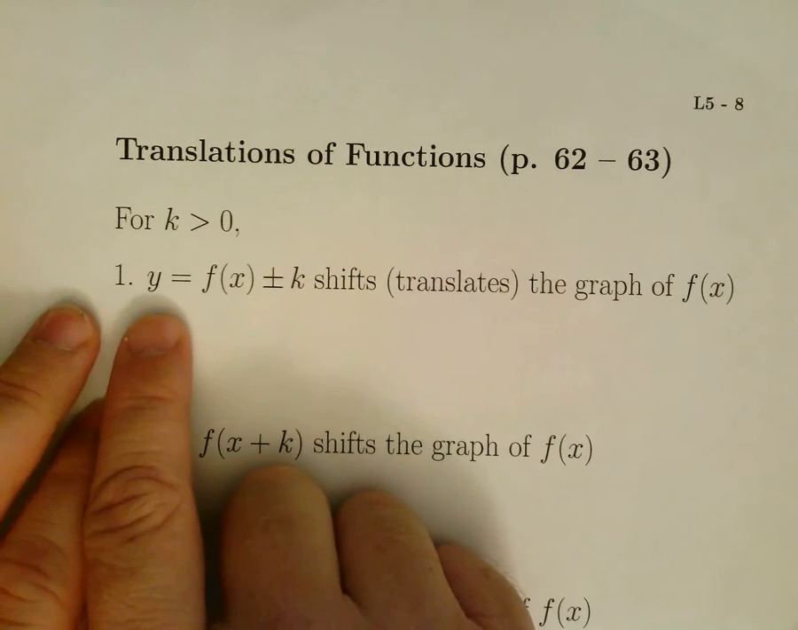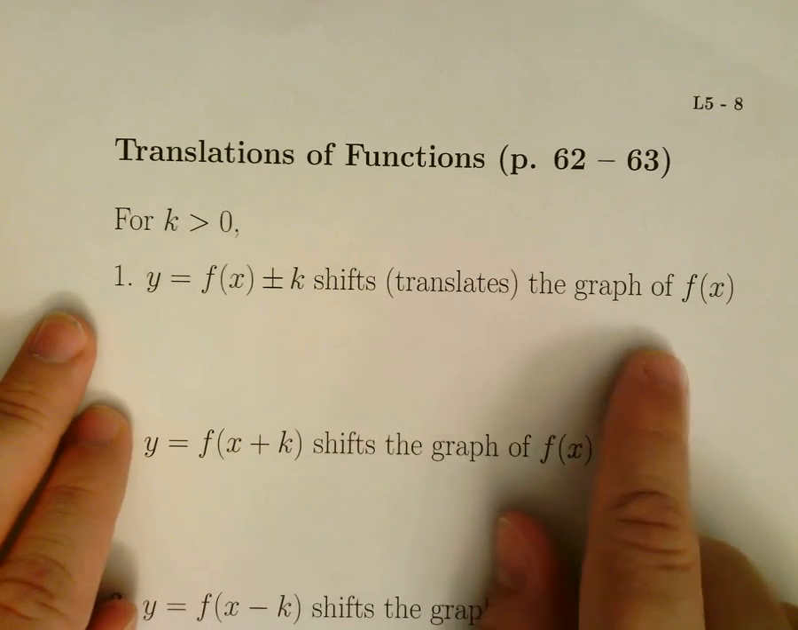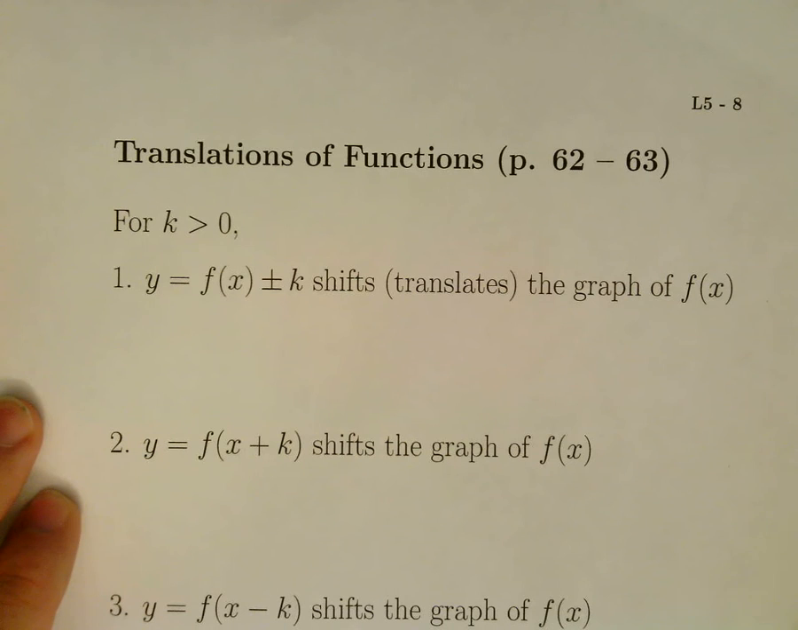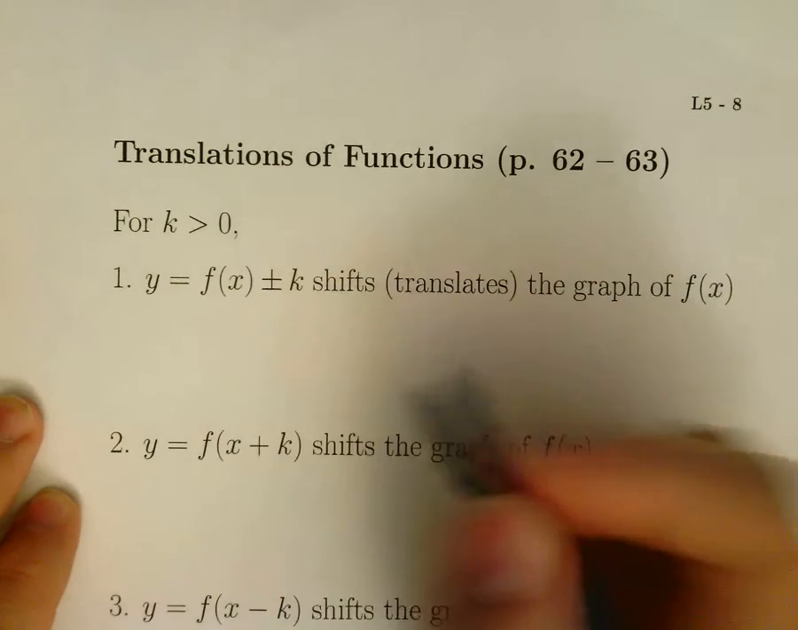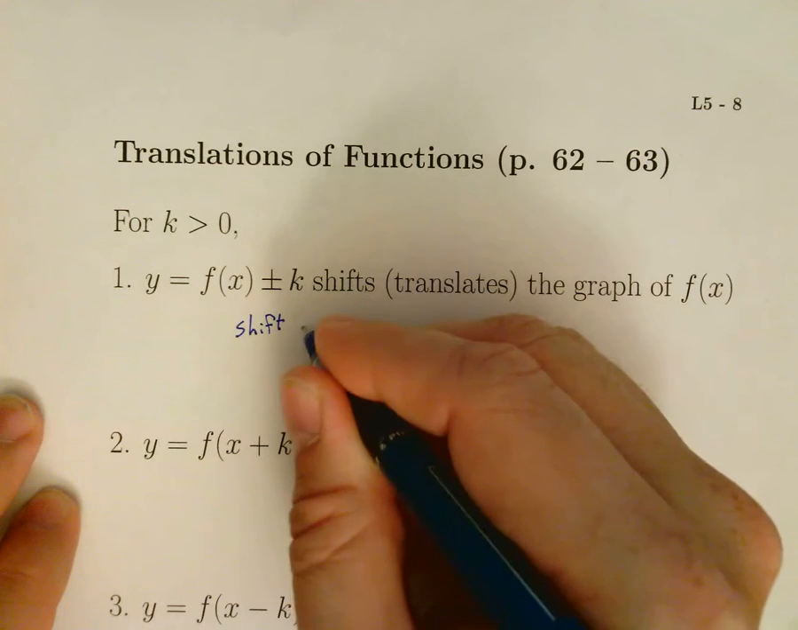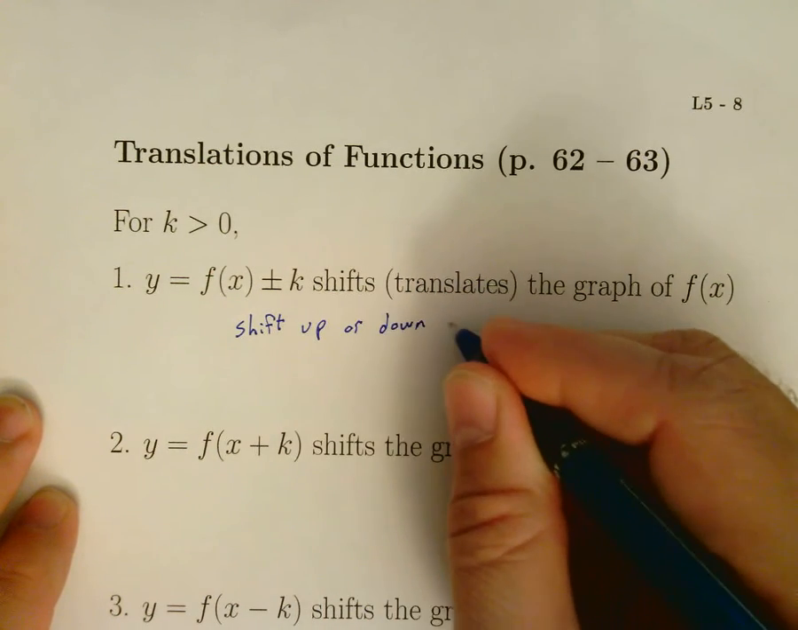So first of all, if I have y is equal to f of x plus or minus k, this shifts or translates the graph of f. Now, what happens if you add a constant to a function, Hunter? Up or down k units. That's right, actually that's very good. So if you add k, that's actually going to shift it up or down k units.